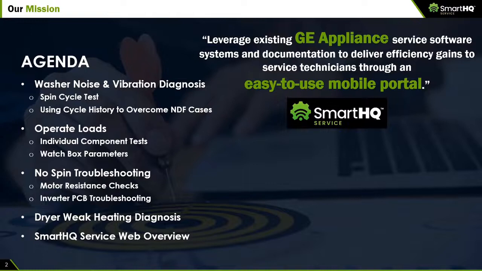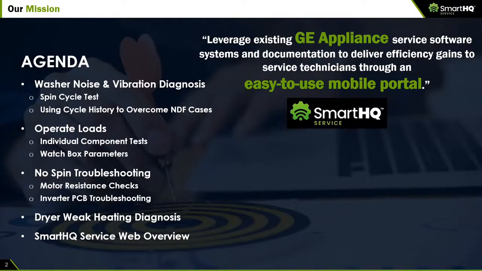And we're going to also look at the watchbox parameters because that is where we're going to find really important information related to your thermistor, your pressure sensor, all of that. Then we're going to go into how to troubleshoot a no-spin situation, right? So we're actually going to dive into a little bit of GE appliance hardware, like the motor resistance checks, and we're going to teach you how to troubleshoot the inverter PCB as well.